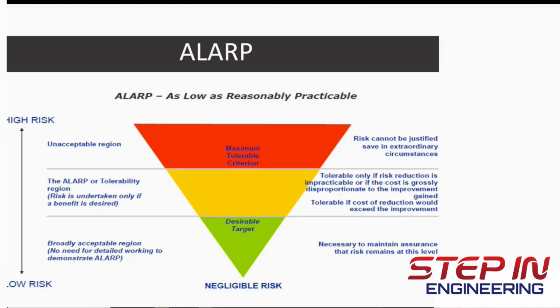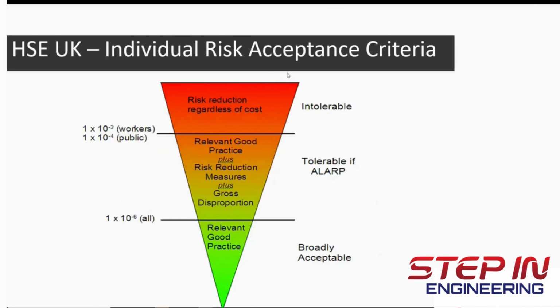HSE is health, safety, and environment, and all those aspects of one kind of organization. It is a London-based organization. They define criteria for assessing the risk associated with people. One is the acceptance criteria, which is an acceptable level.